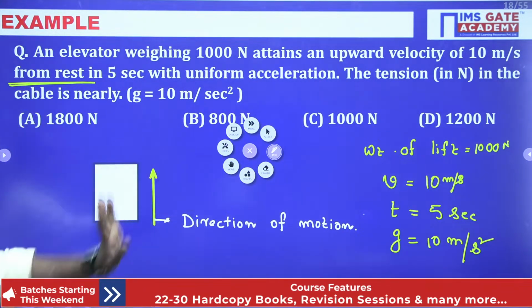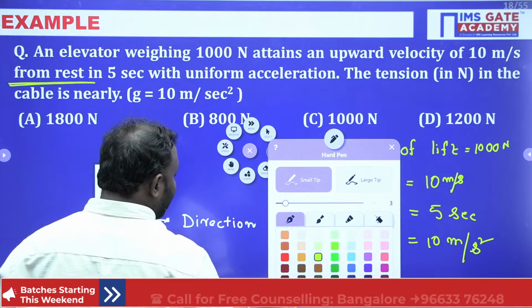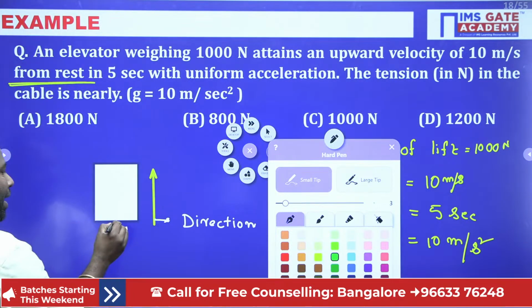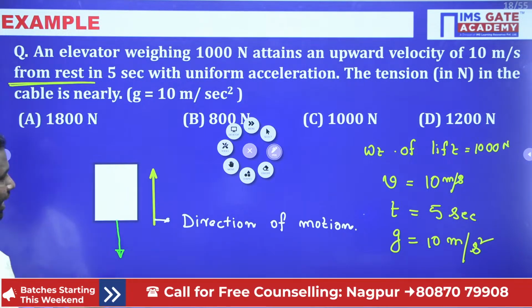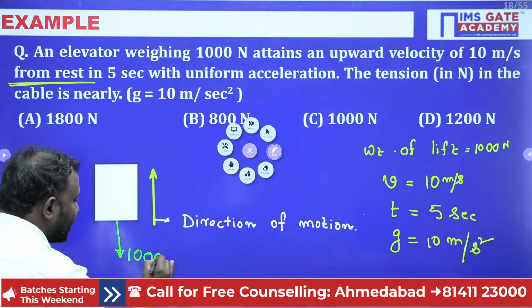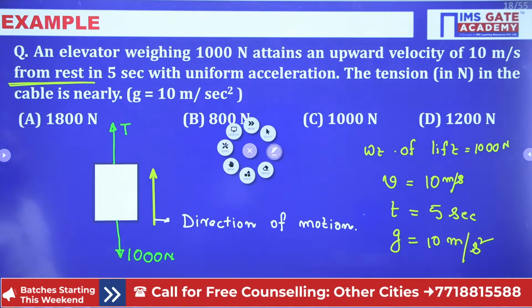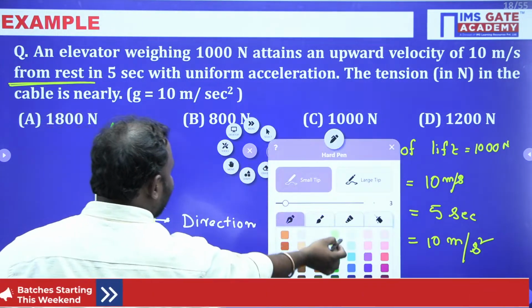Now the tension in the wire we have to calculate. Obviously, whenever my lift is going in the upward direction, my weight is acting in the downward direction, that is 1000 newtons, right? Now here the tension will be like this. Clear, everybody, guys? Now how about my a_y?